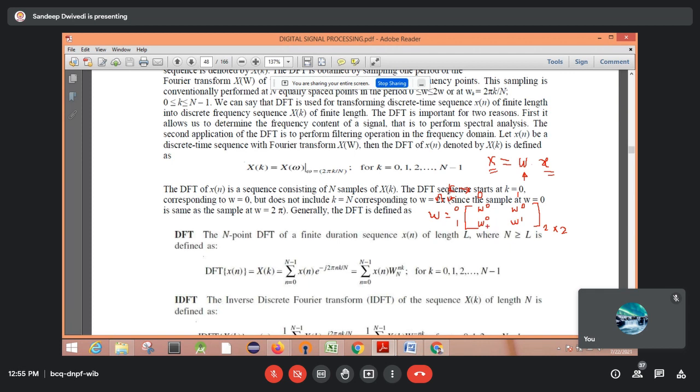Now what is the value of W? That is e raised to power minus j 2 pi divided by capital N.